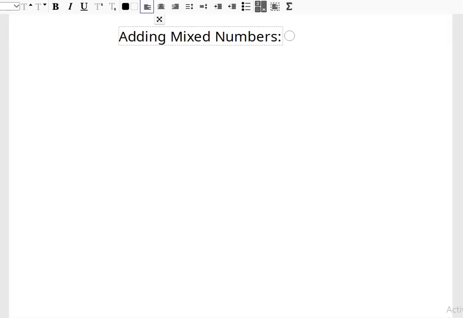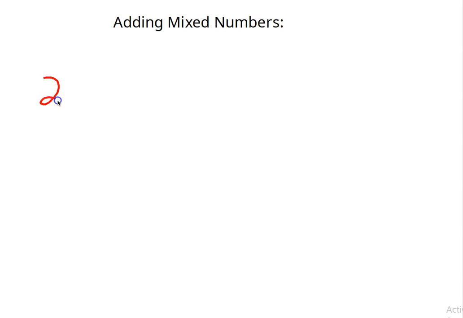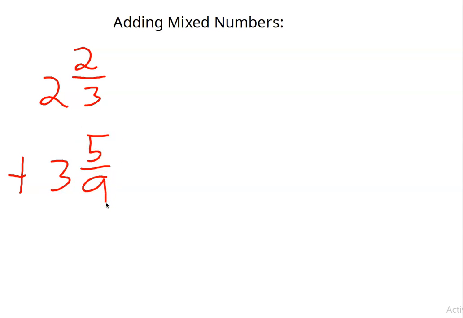Okay, so we're going to be adding mixed numbers. So let's go ahead and write one. We have 2 and 2/3 plus 3 and 5/9. So the first thing we need to do is get a common denominator.